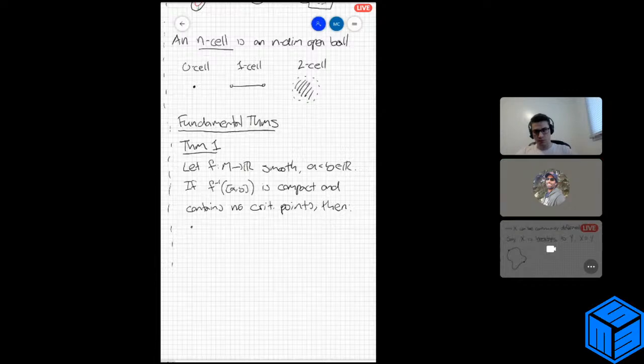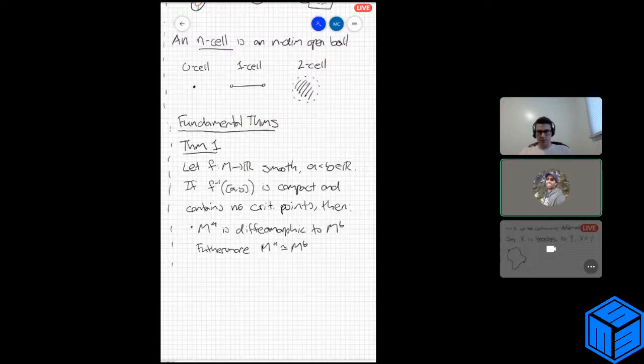then the sub-level set MA is diffeomorphic to the sub-level set MB. Furthermore, they are homotopic. Or I can write this in a better way. Furthermore, MA is homotopic to MB.